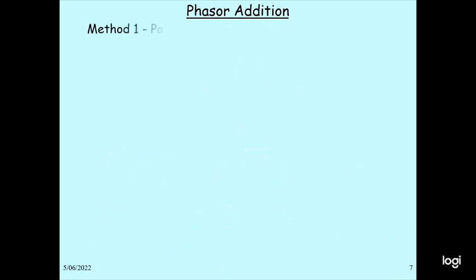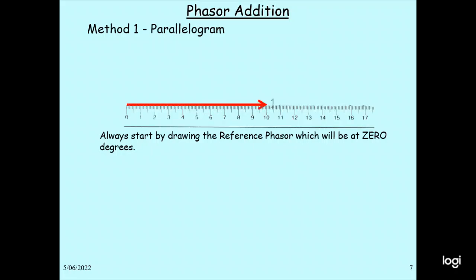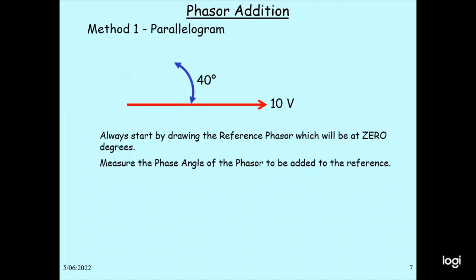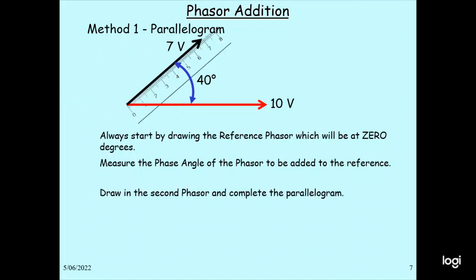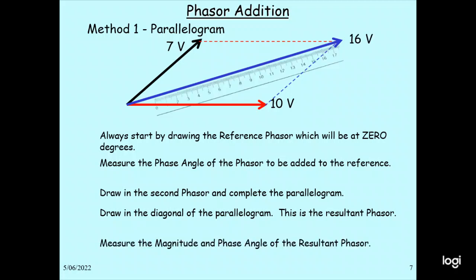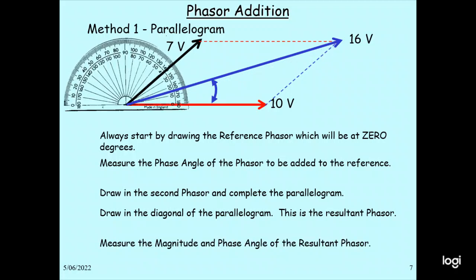Phasor addition. Firstly, we have to draw a parallelogram. Then you measure the 40 degrees. Then you draw this line and construct the parallelogram. And then this final one, the diagonal, is for the magnitude. This is the parallelogram method. Then you have to measure the angle and measure the magnitude.